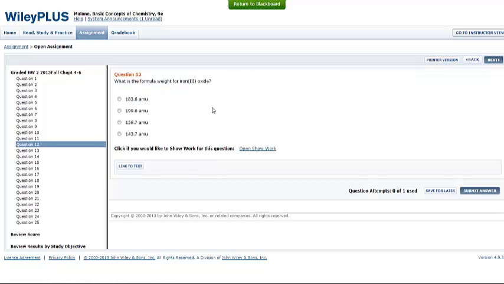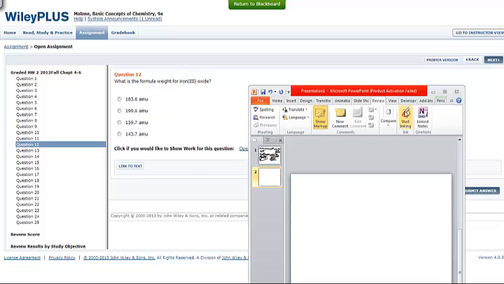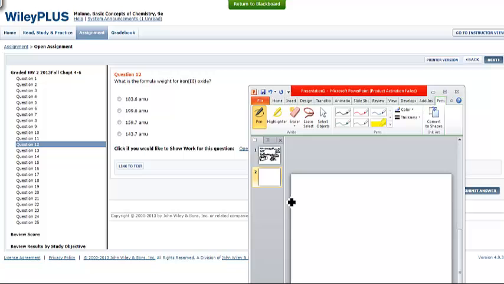Now question 12. What is the formula weight for iron oxide? So here's one where you're not given the formula, you're told it is iron 3 and it is oxide. So that's the first order of business, to figure out what the formula is. And it's iron 3 oxide.